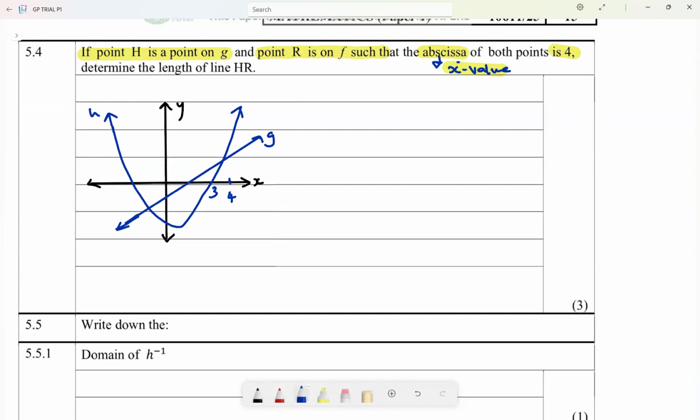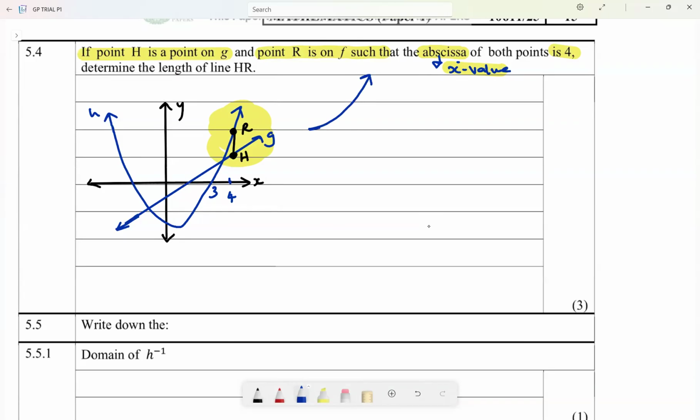So if x is 4, we have point H on G. This is point H on G. And we have point R on F, such that the x value is 4, somewhere here. Determine the length of HR. So it now forms a straight line here. Let's try to zoom in on this section. When we zoom in on that section, we have something like this.